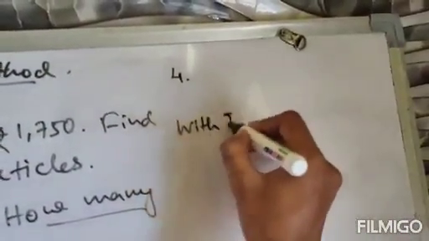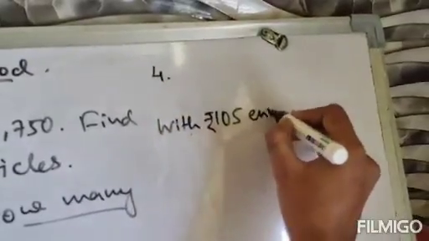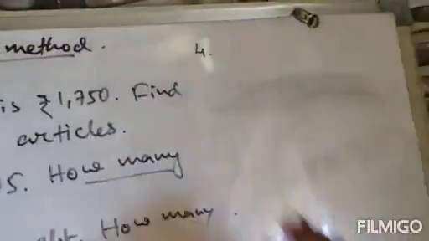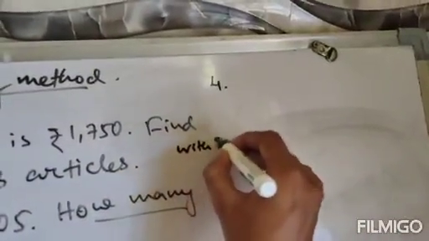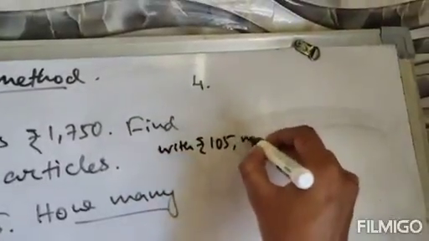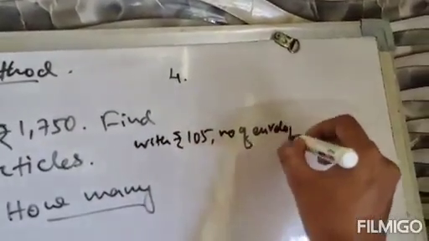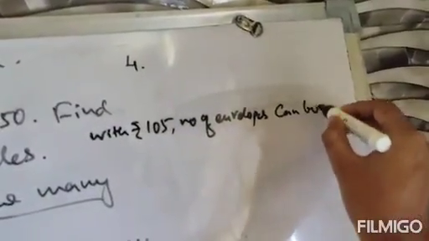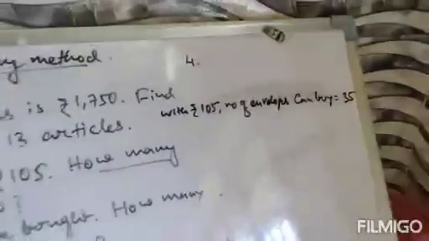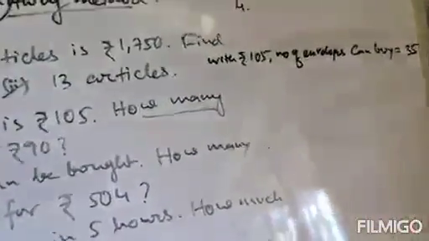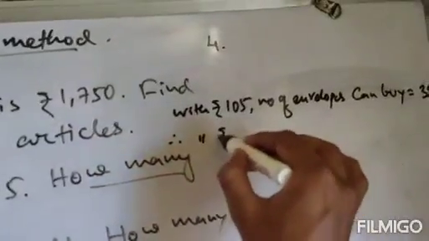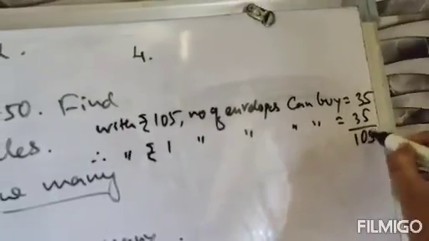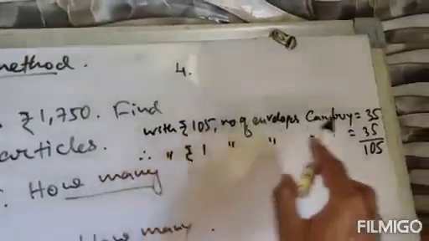With rupees 105, number of envelopes can buy equal to 35. With 105 rupees number of envelopes can buy equal to 35. Therefore with rupees 1 number of envelopes can buy 35 by 105, because see, initially if you have rupees 105 you can buy 35 envelopes.